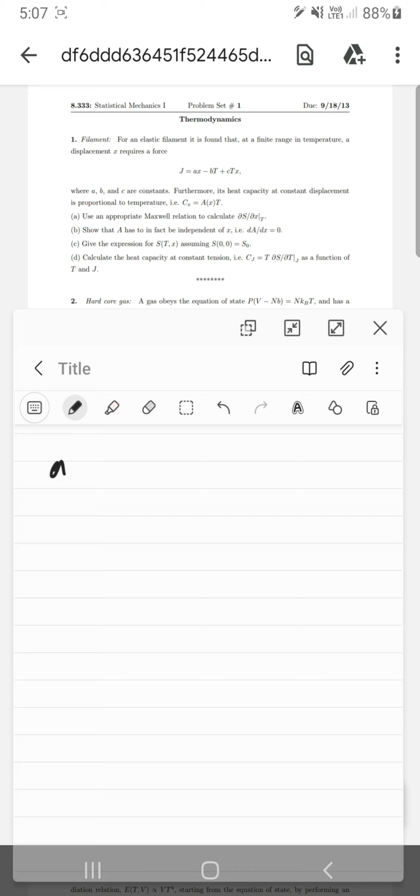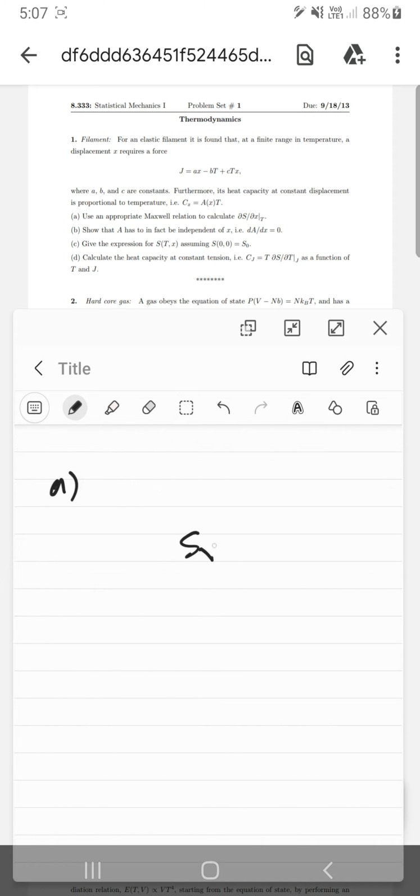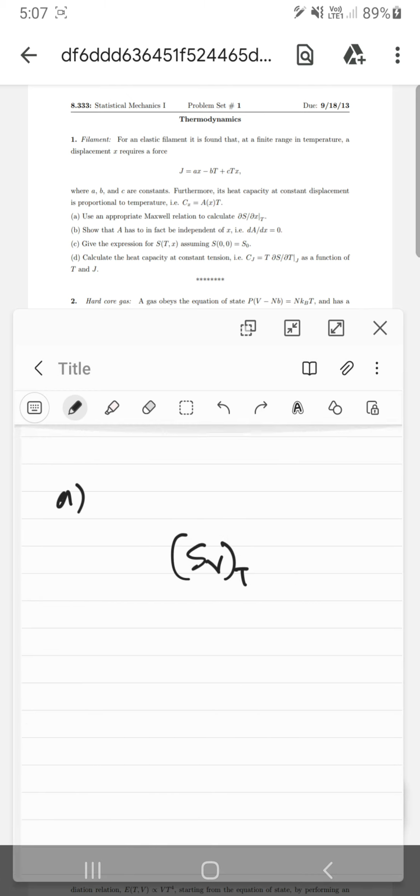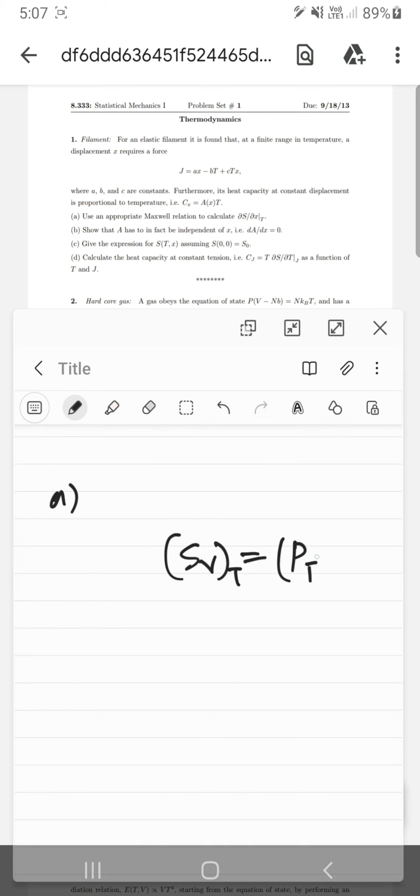First we want to use an appropriate Maxwell relation to calculate partial s upon partial x at constant temperature. That's to say that we just want s sub v at t, and that is available over here. So we just calculate p sub t at v, right? And this we can certainly calculate. In this context it is just j sub t at constant x value.